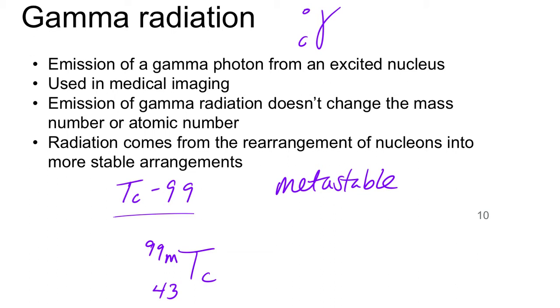When metastable technetium decays by gamma radiation, we get the stable form, which has the same mass number and atomic number, but it is energetically more stable. So not that exciting of a reaction, but it does do a really cool thing where it gives off high-speed, high-energy radiation.